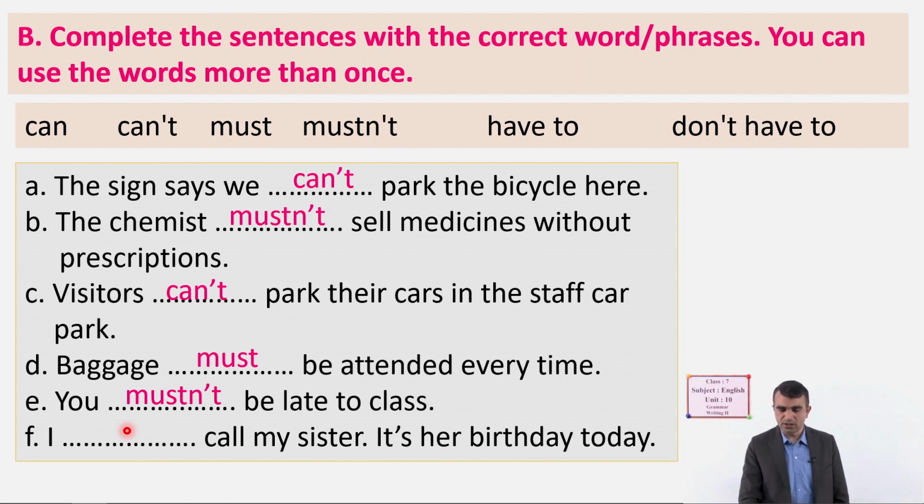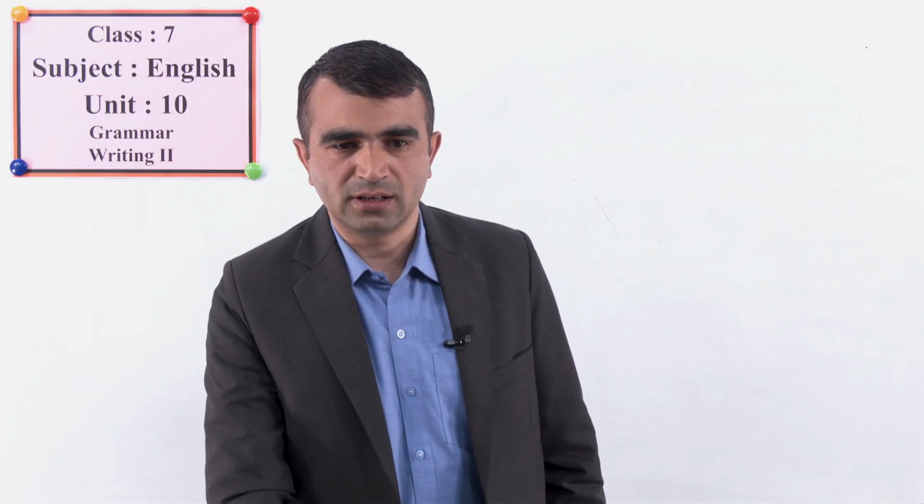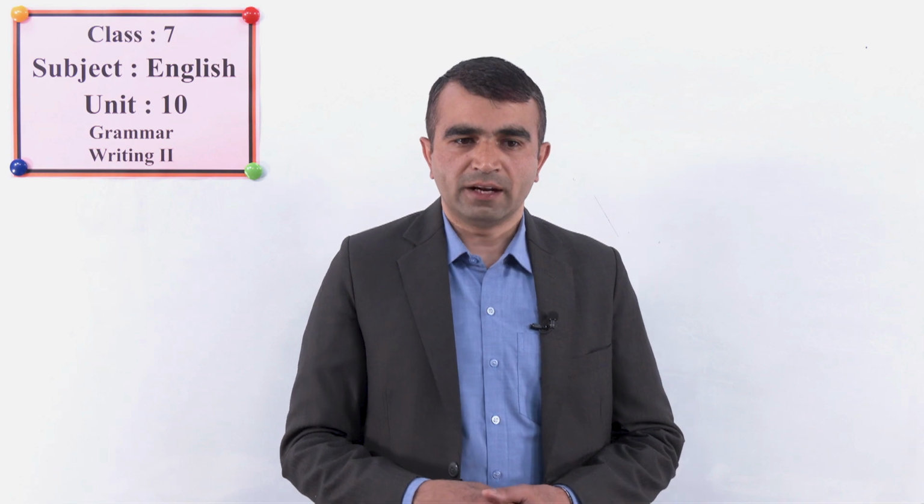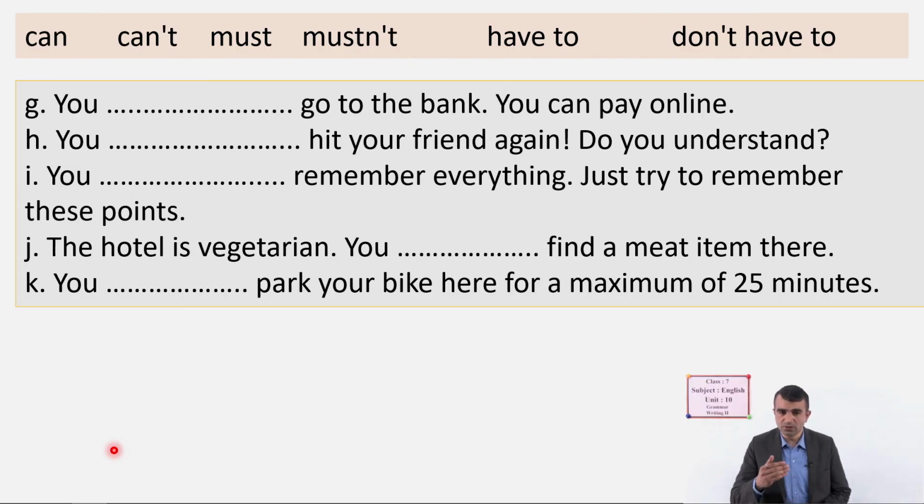Now number F is I, blank, call my sister. It's her birthday today. So I, what? Good. I have to call my sister. It's her birthday today. It's an obligation. Well, this way we do. Now, some more items.